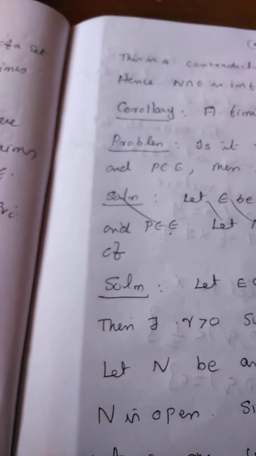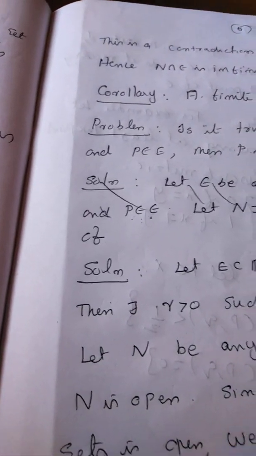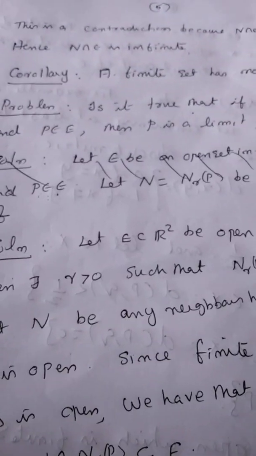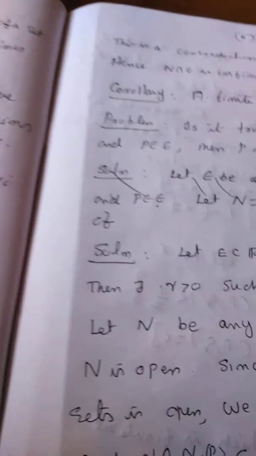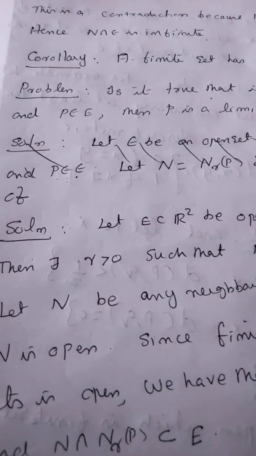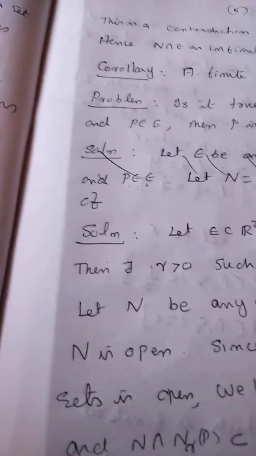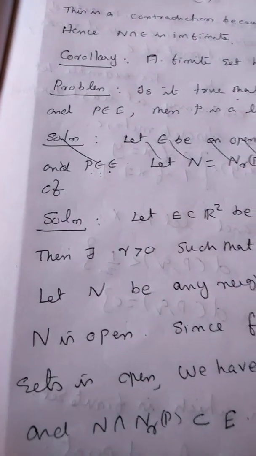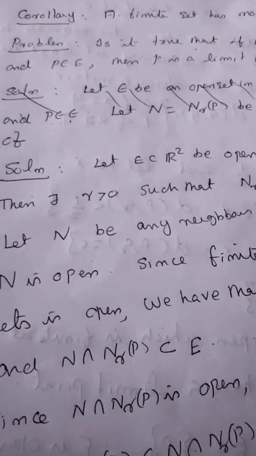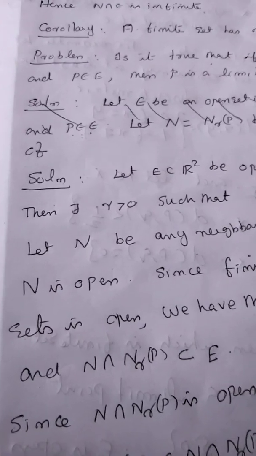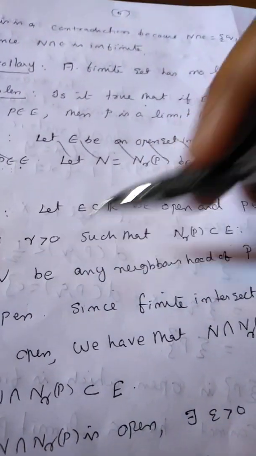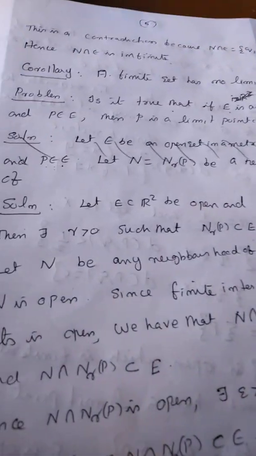Now the next question: if E is a subset of R2 which is open, is it true that every point of E is a limit point? So let E be a subset of R2 which is open and P belong to E. Since E is open, P is an interior point of E. Therefore, there exists an R greater than 0 such that N_R(P) is contained in E.